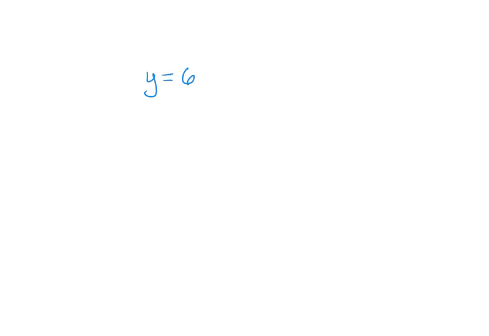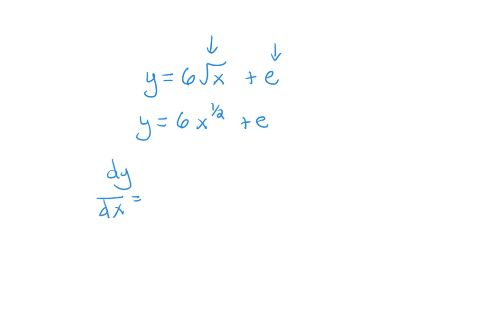Y equals 6 times the square root of x plus e. Let's take the derivative of both of these. First, I'm going to rewrite this as y equals 6 times x to the power of 1/2 plus e. So now the derivative is, let's bring the 1/2 down, multiply by the 6, so half of 6 is 3, times x to the power of negative 1/2. And then what's the derivative of e? Well, e is just a constant, it's a number, and that is 0. So now I just have to convert this. That would be 3 over the square root of x.